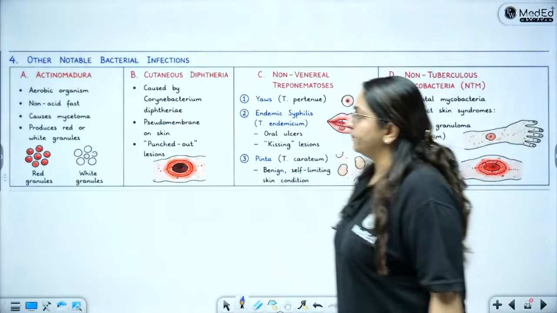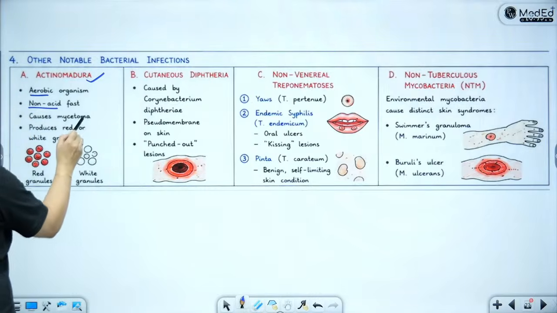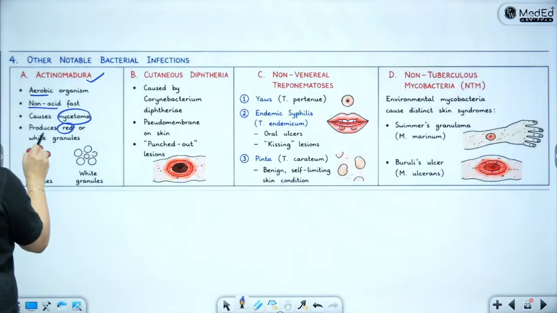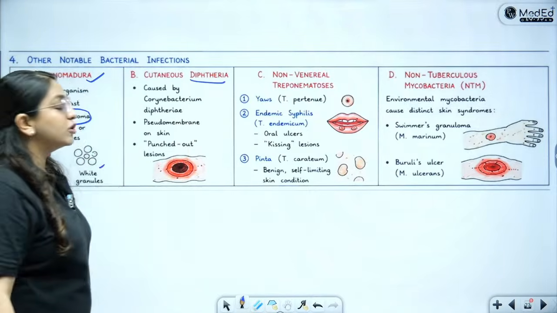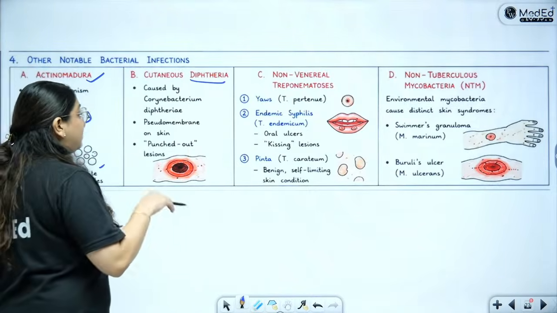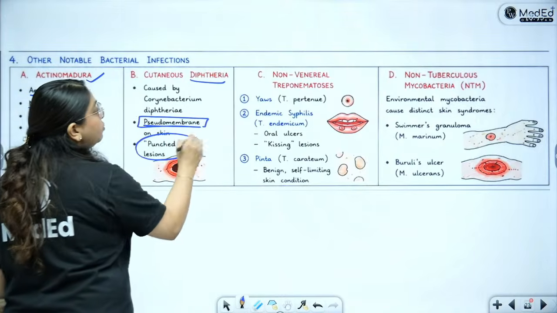Next, look at what this is. Actinomadura, aerobic, non-acid fast, causes mycetoma. How? Red and white granules. Cutaneous diphtheria, which can be because of Corynebacterium diphtheriae, causes pseudomembrane on the skin or the punched out lesions.